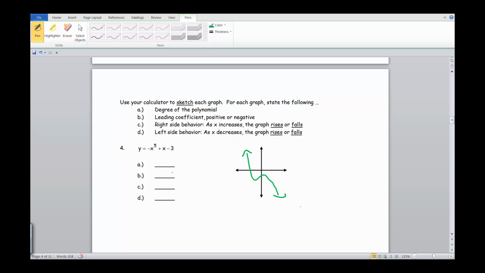Now for our degree here, we see that it is 5. The highest exponent here is 5. Our leading coefficient is -1, so it is negative. For C, the right-sided behavior, in other words, as we go outwards to the right for x, we see that it is falling down. So that would be false. And as x decreases, in other words, as we go to the left side, we see that our y values are going upward, so it's rising.